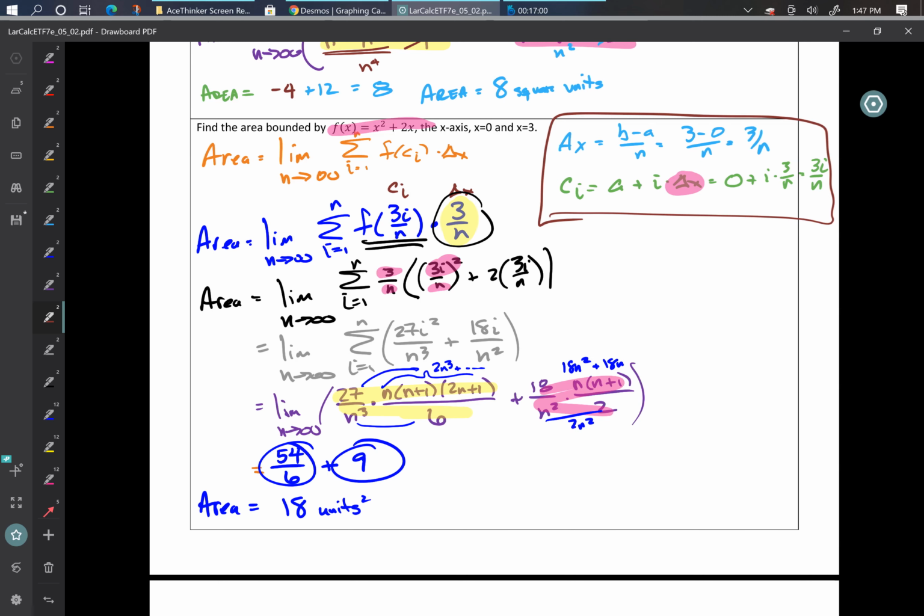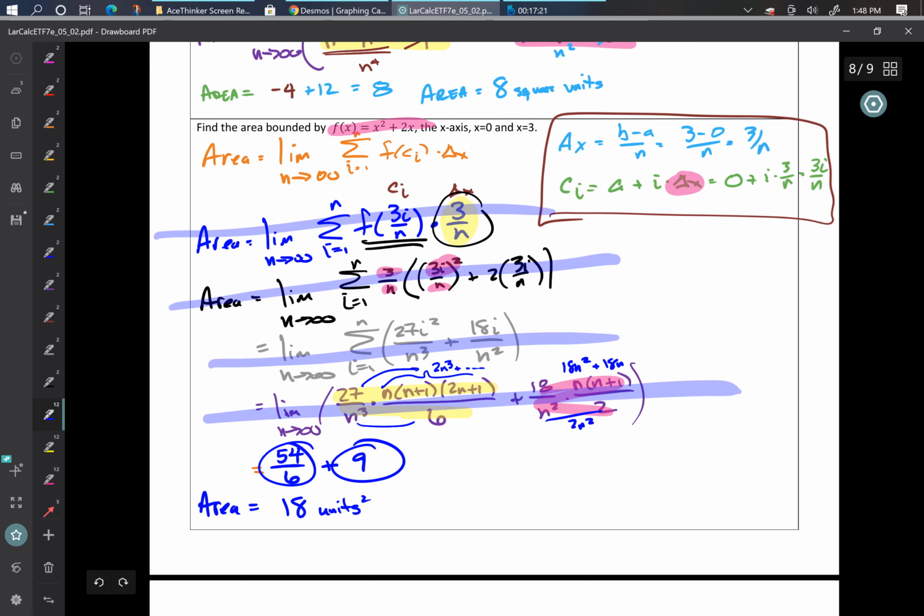Okay. Once I find those, then I start plugging things in. So here, I'm just simply plugging in what c sub I and delta x mean. Here, I'm replacing f with the actual algebra of x squared plus 2x. Here, I'm just multiplying and cleaning things up algebraically. From here to here, you'll notice the summations have gone away. The summation's gone away when I use those formulas from earlier in the section, the summation properties way up at the top of the page. Okay. And then after that, it's just simply doing some arithmetic. 54 divided by 6 is 9. 9 plus 9 is 18.